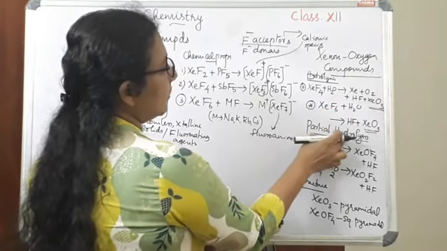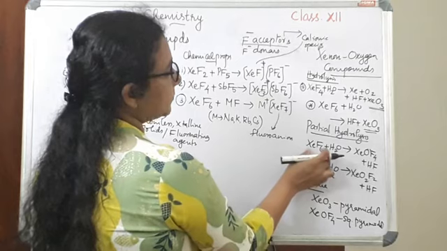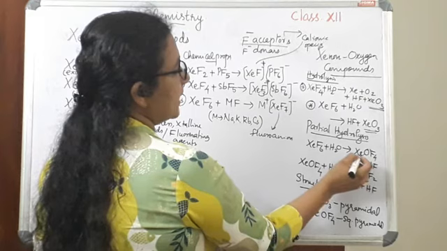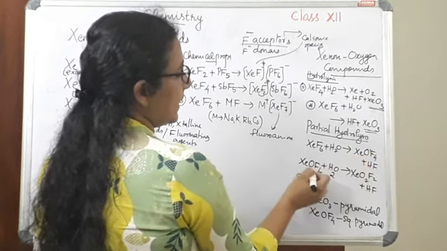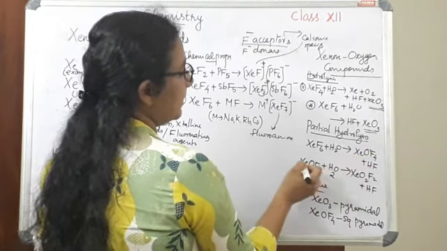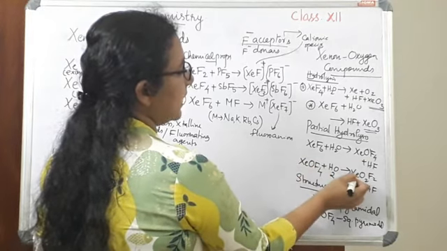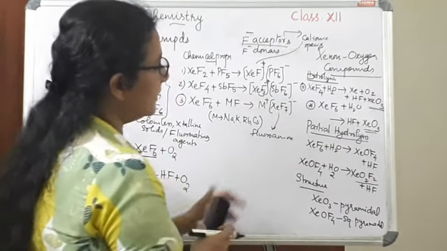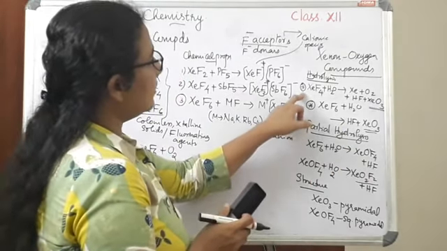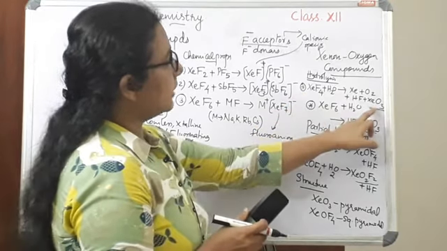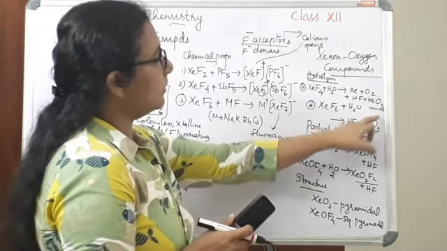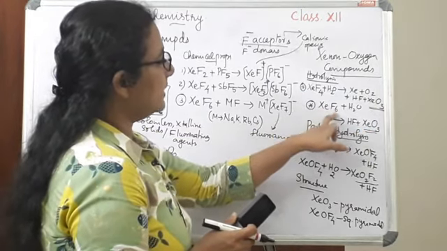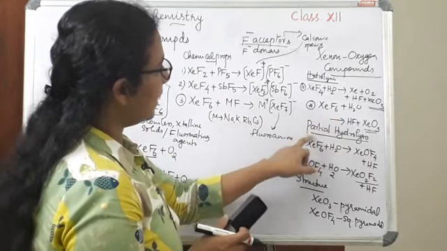Then partial hydrolysis. On partial hydrolysis, XeF6 plus H2O produces XeOF4. In the second step, XeOF4 produces XeO2F2. So partial hydrolysis also takes place in this case. On complete hydrolysis, xenon oxygen compounds are formed. XeO3 can be formed from XeF4 or XeF6. So this is about partial hydrolysis.